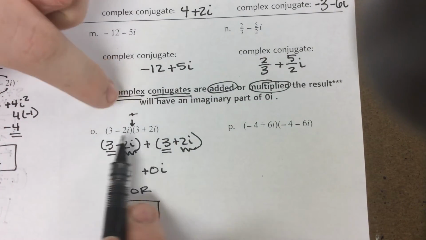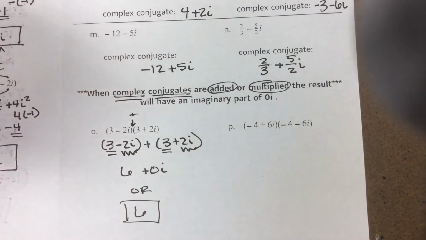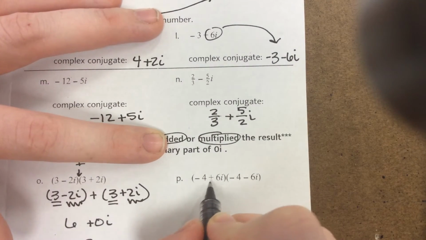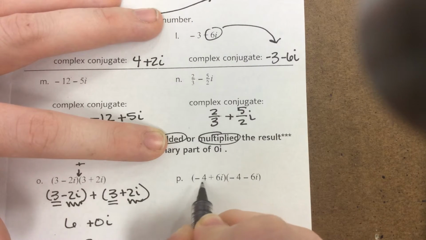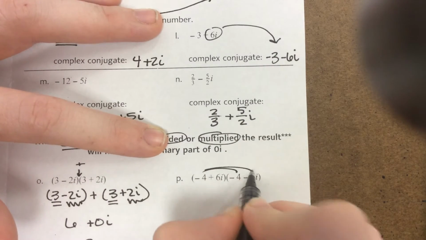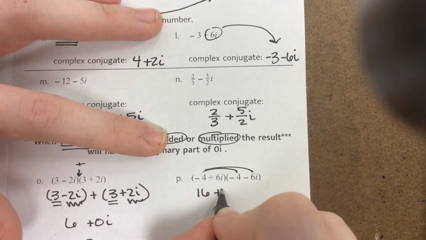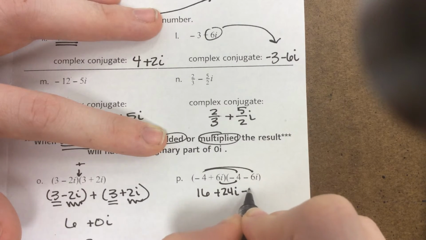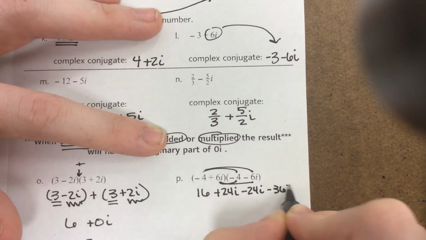Okay, when we add complex conjugates, it gives us a real number. When we multiply them, and you distribute it, now this is a negative 4 plus 6i and a negative 4 minus 6i, so those are complex conjugates. The imaginary part changed signs and the real part stayed the same. You can distribute that negative 4. Negative 4 times negative 4 is a positive 16. Negative 4 times a negative 6i is a positive 24i. This 6i times a negative 4 is a negative 24i. And 6i times a negative 6i is a negative 36i squared.